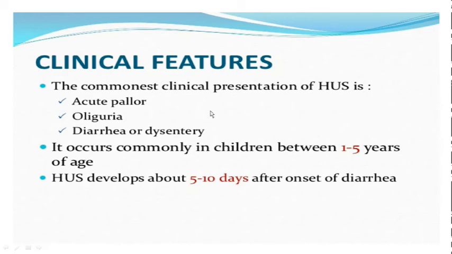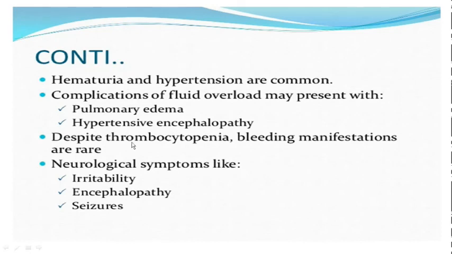The commonest clinical presentation, as I said, is one of the most common causes of acute renal failure in young individuals, especially in children between 1 to 5 years. The patient might present with oliguria, and the typical ones will mostly accompany an episode of diarrhea or dysentery 1 to 2 weeks prior. But in the atypical one, the insult might be a pneumococcal infection or a drug. The children will present with oliguria and acute pallor, usually developing 5 to 10 days after the onset of diarrhea. Hematuria and hypertension are very common.